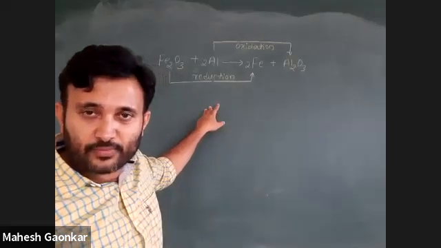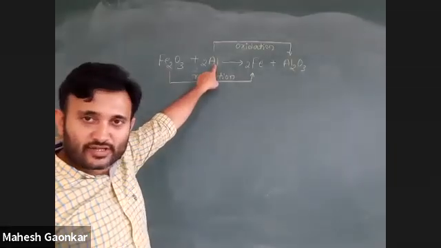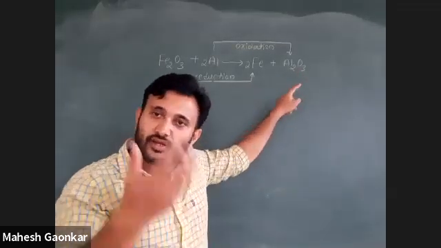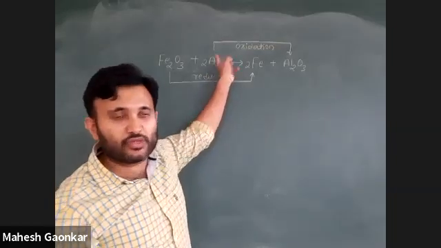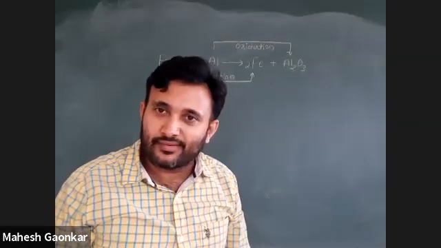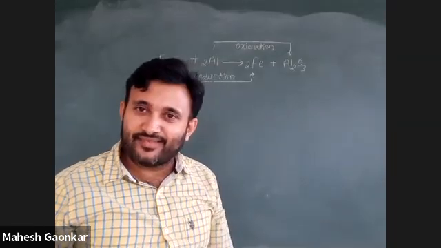Does aluminium have an oxygen atom here? No, sir. But by gaining an oxygen atom, it is converted to Al2O3. Gaining oxygen atom is what? Oxidation. That means aluminium is oxidized to Al2O3.